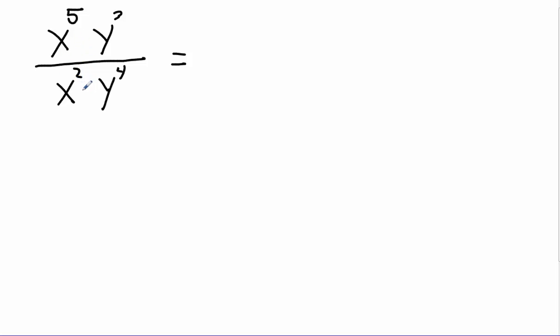So if you look here, we have an x and an x. Two bases that are the same. X to the fifth is the numerator, x to the second is the denominator. Since the larger power is on our numerator, the answer of x will be on our numerator. 5 minus 2 is 3. Likewise, since this is a 3, the larger power of the y is on the denominator. 4 minus 3 is 1. Answer.